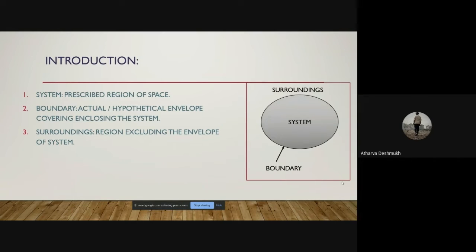As we can see in this diagram, the central part of the diagram is the system. The ring around it is the boundary, and every region of space excluding the system is known as the surrounding. So, the basic definition: the system is a prescribed region of space. The boundary is an actual or hypothetical envelope enclosing the system, and the surrounding is the region which excludes the envelope of the system.